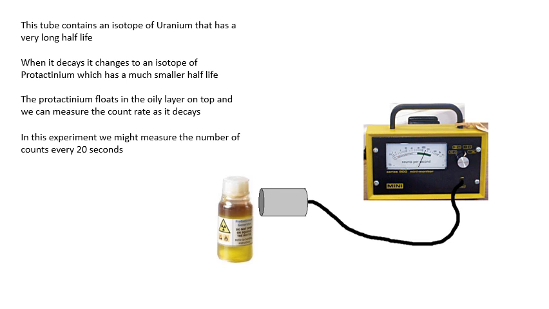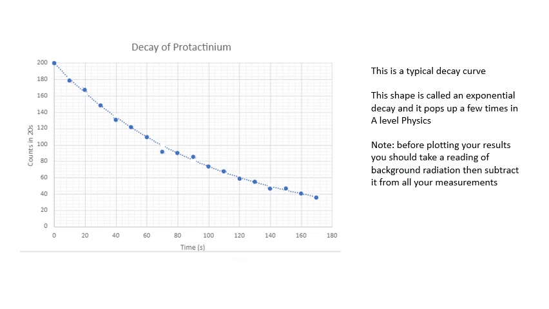What will the graph look like? It'll look like this. This is called a decay curve for the decay of protactinium. On the y-axis, I've got counts in 20 seconds. On the x-axis I've got time, and this shape, this curve, is called an exponential decay. In A-level physics it pops up every now and then.